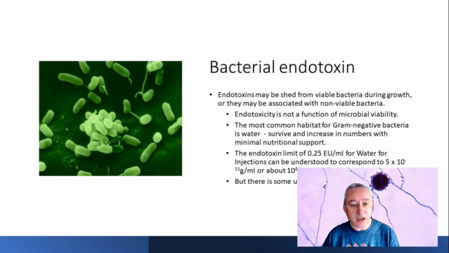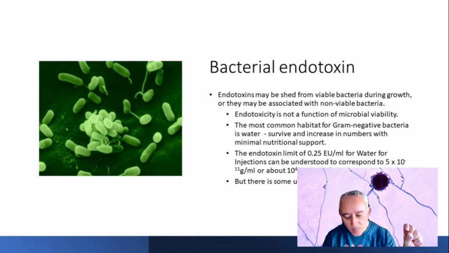Now, endotoxin is either shed to a degree from viable cells during growth, or it's a function of non-viability when the cell has been damaged and broken. So endotoxin is a continued threat. Endotoxin comes from gram-negative bacteria, and gram-negative bacteria have a natural habitat in water. The typical amount of endotoxin associated with gram-negative bacteria is around 10 to the power of minus 15 grams per bacterium. So very, very tiny quantities when assessed by weight.